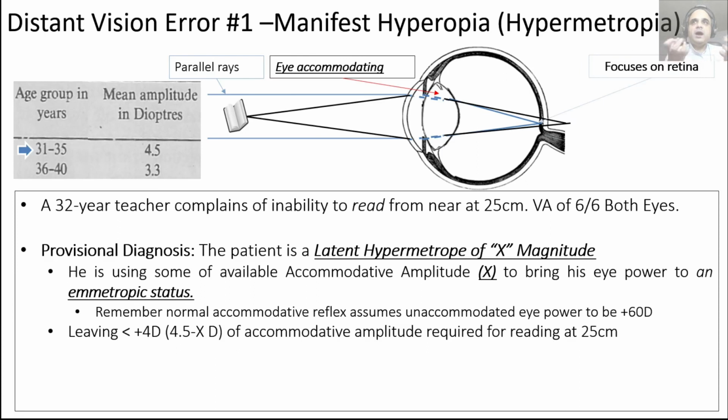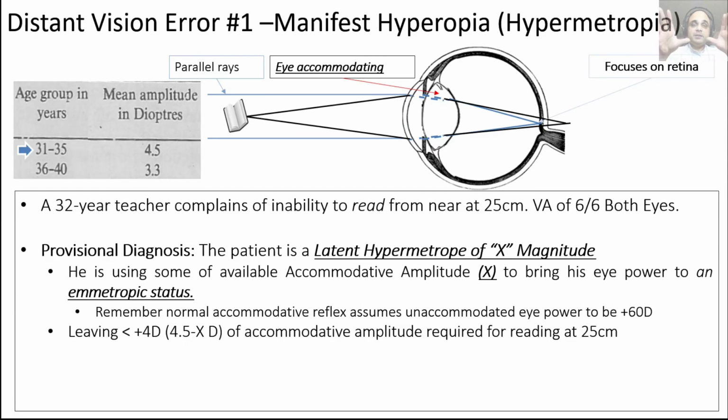So right now, our patient does not have a base power of 60 because we are assuming that he is a latent hypermetrope. So some of the accommodative amplitude is being used to bring the power of the eye up to 60. So now, whatever accommodative amplitude is left after we subtract X from it is less than 4 diopters. We are subtracting X because we are assuming that this is the amplitude of hypermetropia, which is being overcome by accommodative amplitude.